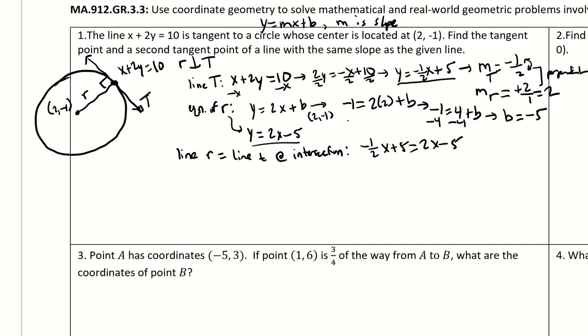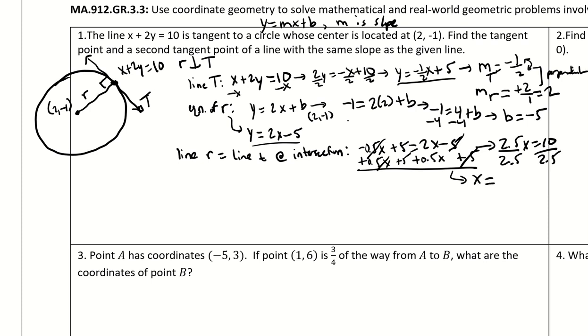I'm going to change this to -0.5x just to make the math a little bit easier. And then I'm going to add 0.5x on both sides, just to make the math a little easier. And then I'm going to add the 5 to the other side. Okay, so the 5's cancel, the 0.5x's cancel. So what we're left with is 2.5x equals 10, divided by 2.5 on both sides.